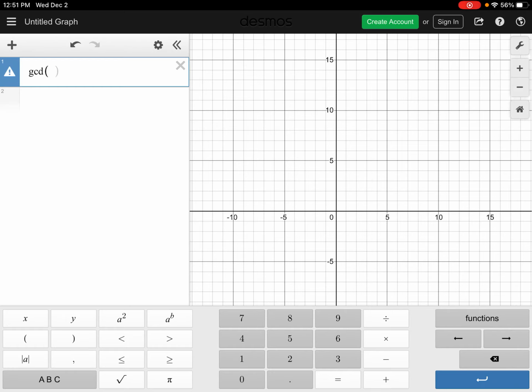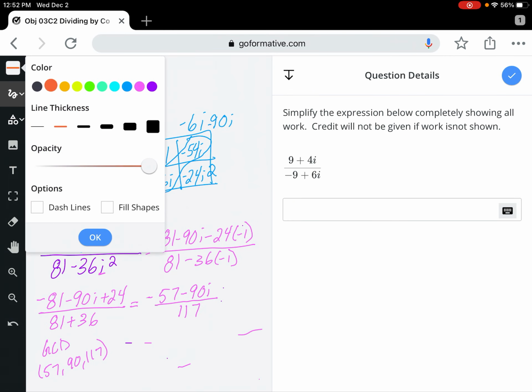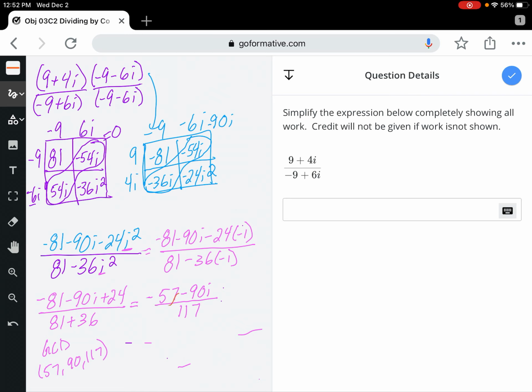So 57, 90, and 117. And the answer is 3. So the greatest common factor is 3. So my last step is I'm just going to divide each part by 3. This by 3, this by 3, and this by 3. So it's going to be negative 19 minus 30i over 39.